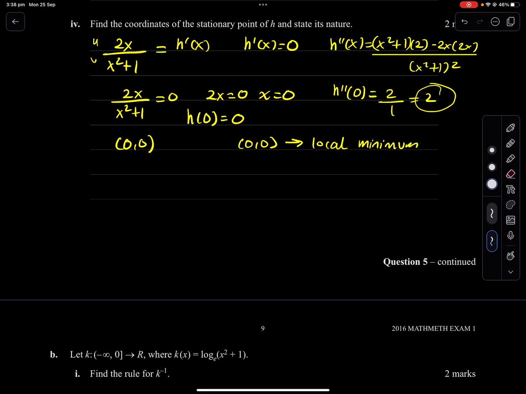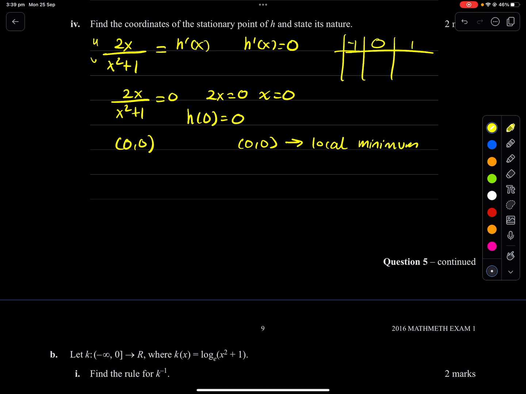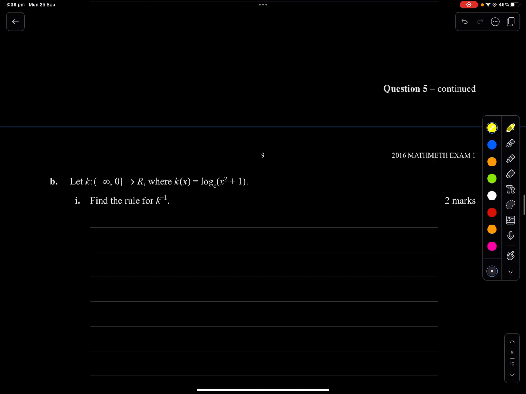Or you can do another way, the actual basic way. We know at 0 there's a stationary point, and let's say that's -1, that's 1. We sub in 1, what's its gradient? It's positive, so up. The other one should be negative, so it looks like a minimum too. That's the actual method's way. It's good to know both ways. There are a lot of ways to calculate.